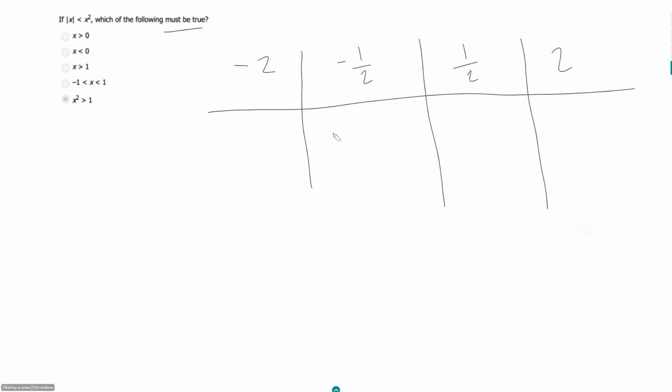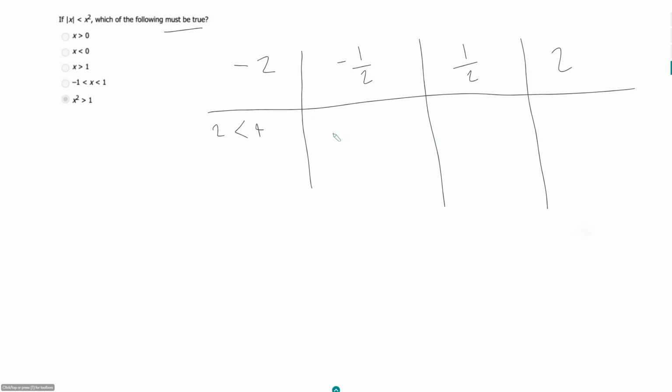So if we say x is equal to -2, then the absolute value of x is just 2, and then x squared would be 4. So this works because 4 is greater than 2. So x could be a negative integer.